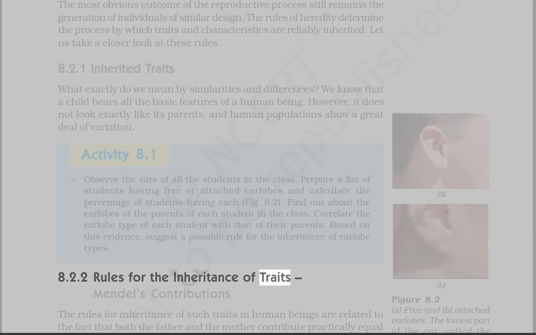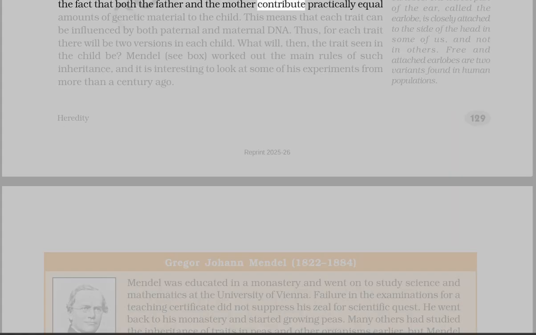8.2.2 Rules for the inheritance of traits. Mendel's contributions. The rules for inheritance of such traits in human beings are related to the fact that both the father and the mother contribute practically equal amounts of genetic material to the child. This means that each trait can be influenced by both paternal and maternal DNA. Thus, for each trait there will be two versions in each child.